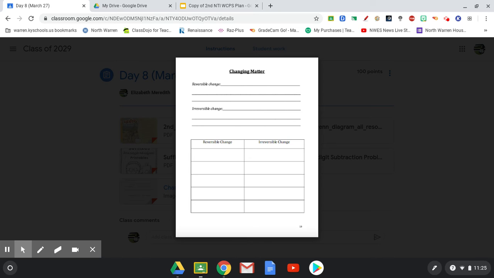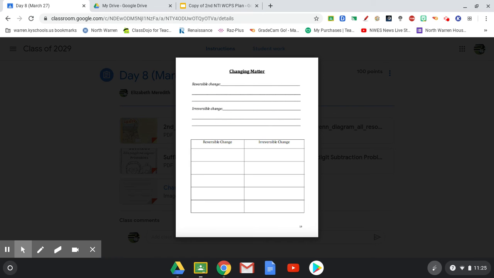An irreversible change is when I cannot change it back to its original form, okay? So that would be like an egg. If I crack an egg and cook it, I cannot get it back into that shell. I cannot get it back into a raw egg. Okay, so at the top, you're going to be defining those.